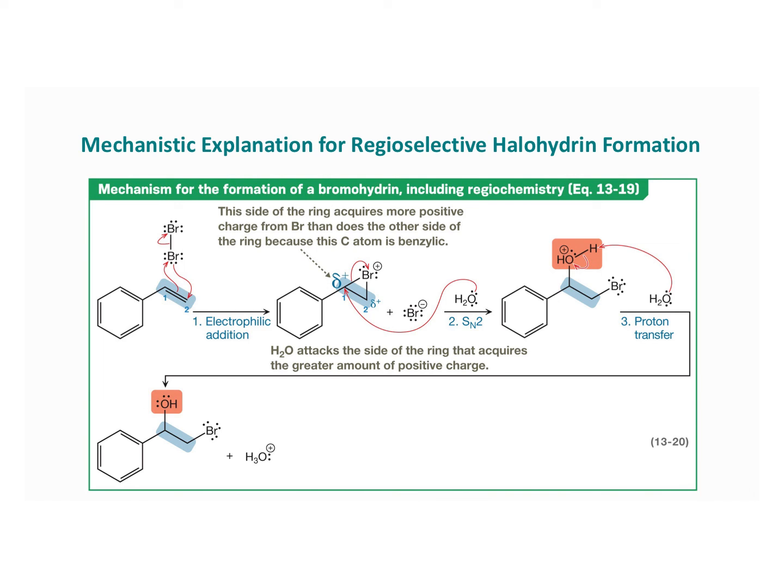This is benzylic in this case, but understand a secondary carbon can also accommodate a positive charge better than over here. So the nucleophile is going to be more attracted to things that are benzylic or secondary, because it has a greater partial positive charge.